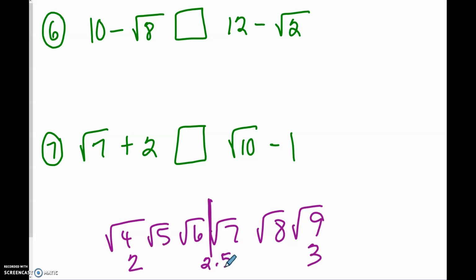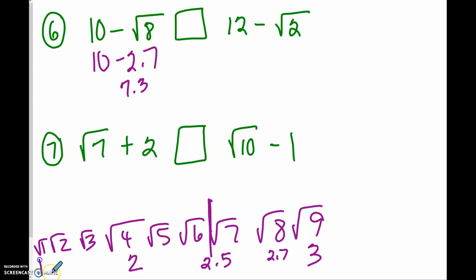So the square root of 8 is going to be about 2.7. So 10 minus 2.7. Let's see, 10 minus 2 is 8. And then we have to go a little bit smaller, so we're going to be at 7.3. All right, 12 minus, well, let's see, the square root of 2 is going to be between 1 and 2. So let's just say it's 1.3. Well, 12 minus 1.3, it's still going to be bigger than our 7.3 because we're already at 12 and we're only subtracting 1.3. So it is going to be less than. 10 minus the square root of 8 is less than 12.